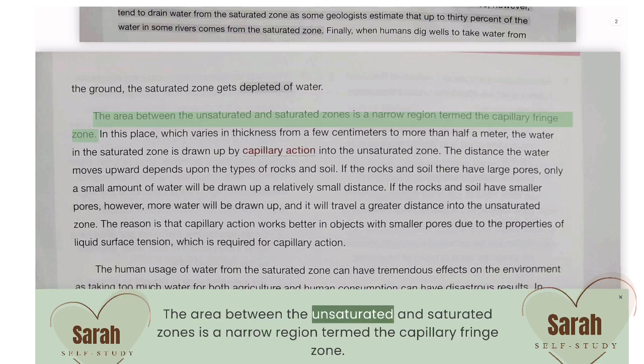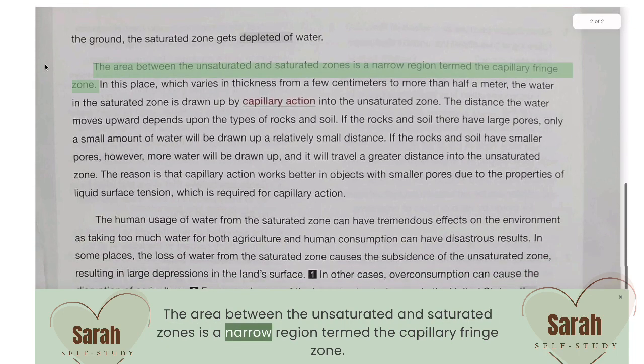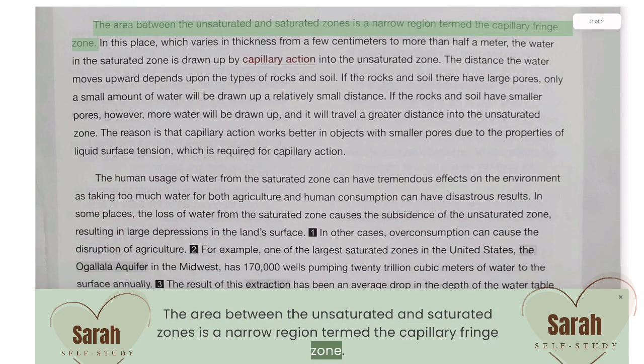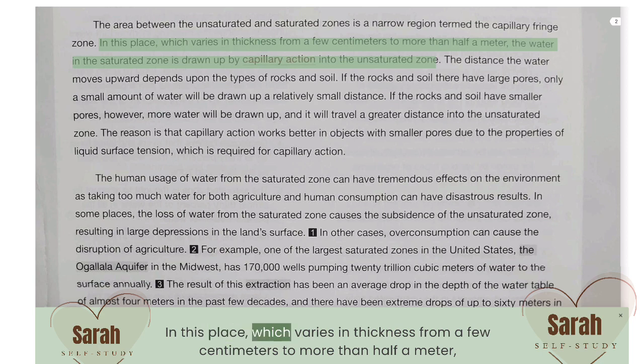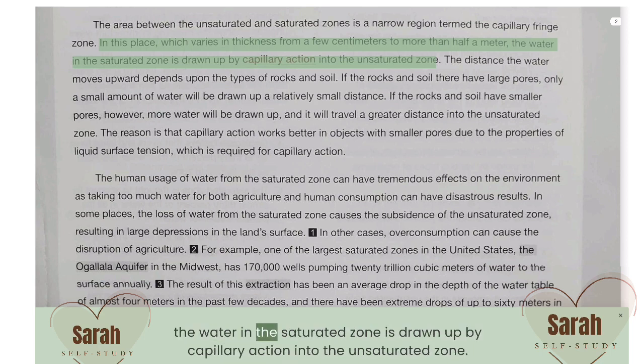The area between the unsaturated and saturated zones is a narrow region termed the capillary fringe zone. In this place, which varies in thickness from a few centimeters to more than half a meter, the water in the saturated zone is drawn up by capillary action into the unsaturated zone.